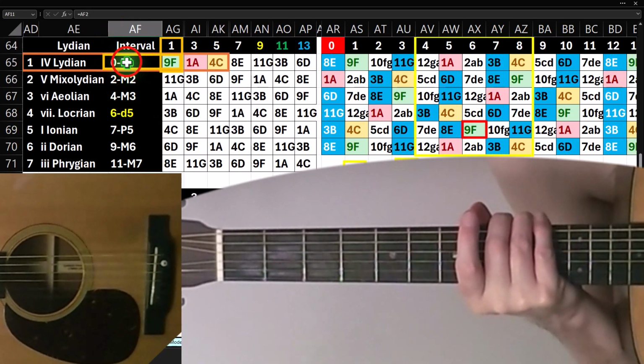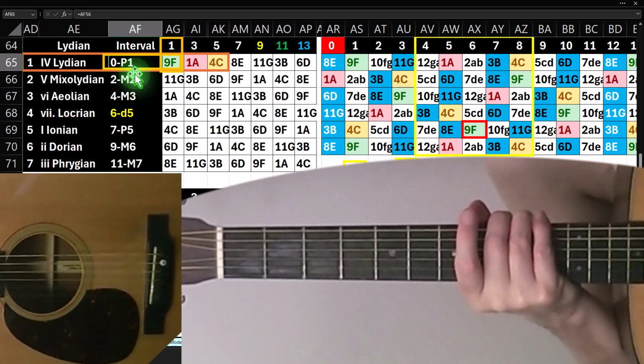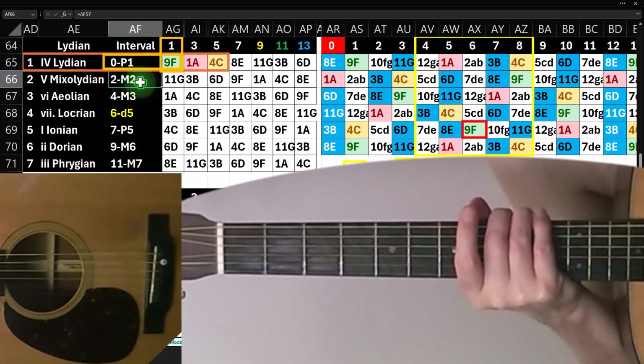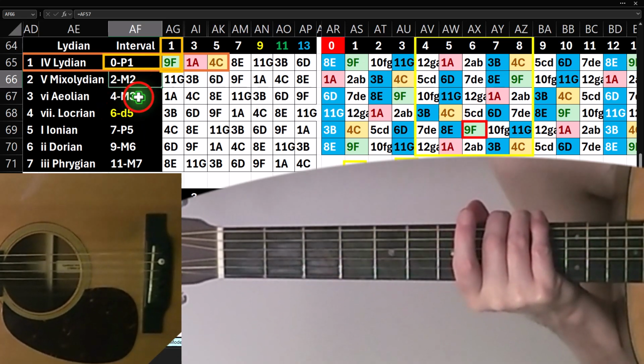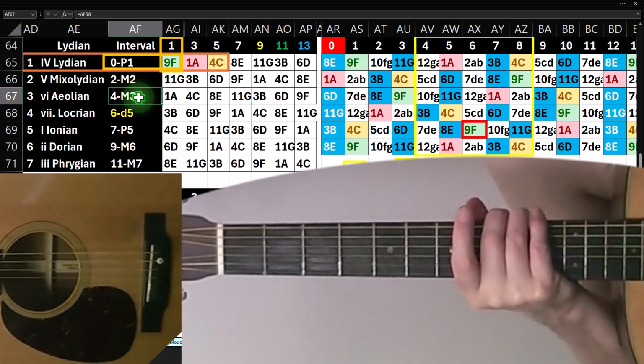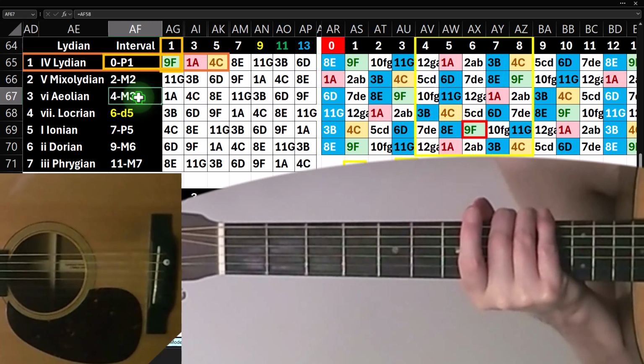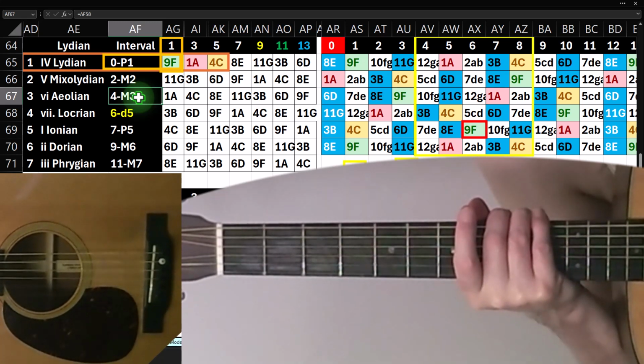So what do we have? We have a 0-note away perfect first. That's what we always have in any of the scales. We have a 2-note away major second. That matches what we have on the major scale. We have a 4-note away major third. We would expect that to be the case because it's a major mode. That's the defining interval making it a major mode, as opposed to a minor mode, which would have a 3-note away minor third.